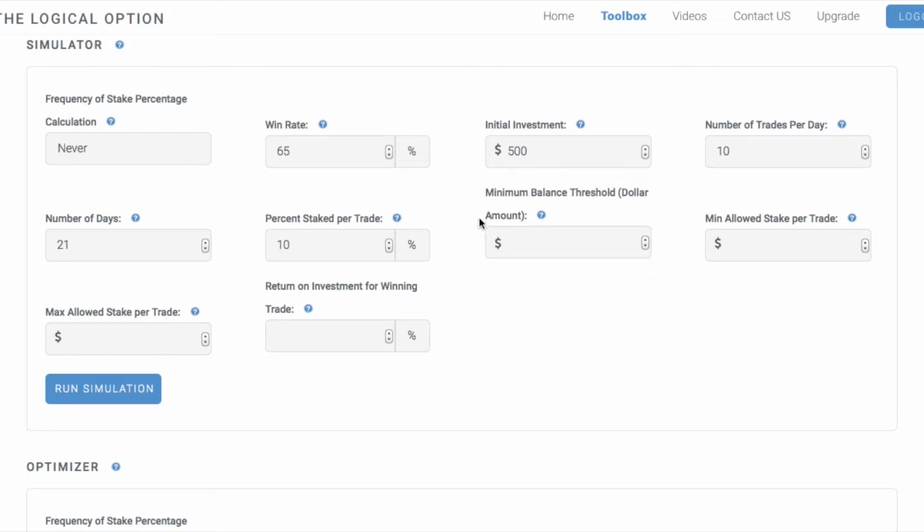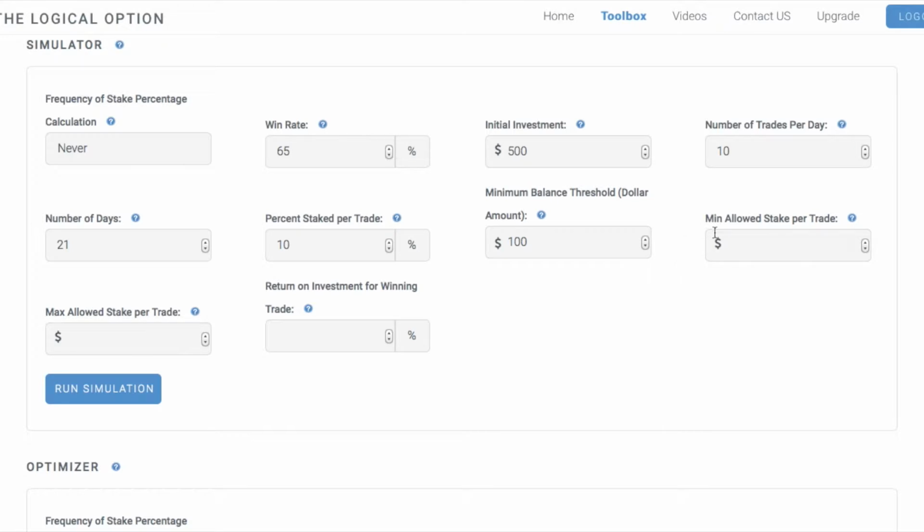Now if we go over here, minimum balance threshold, this is what is going to be used for calculating risk in the simulator. So I'm going to put $100 in for now. What this is saying is if we start with $500, say we go on a losing streak and our balance falls down to $100, we're just going to cut our losses, take the $100 out, count the $400 as lost, and stop trading binary options.